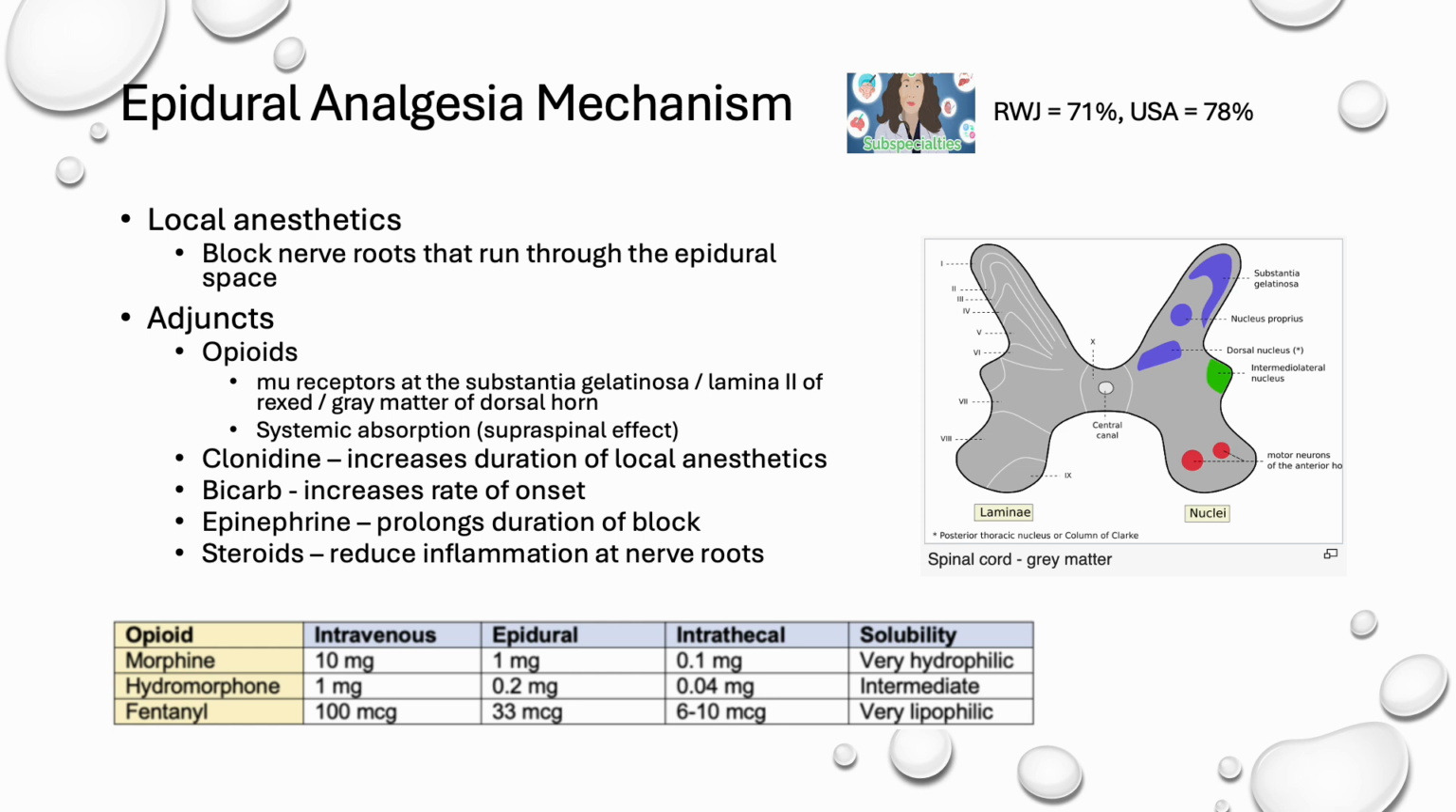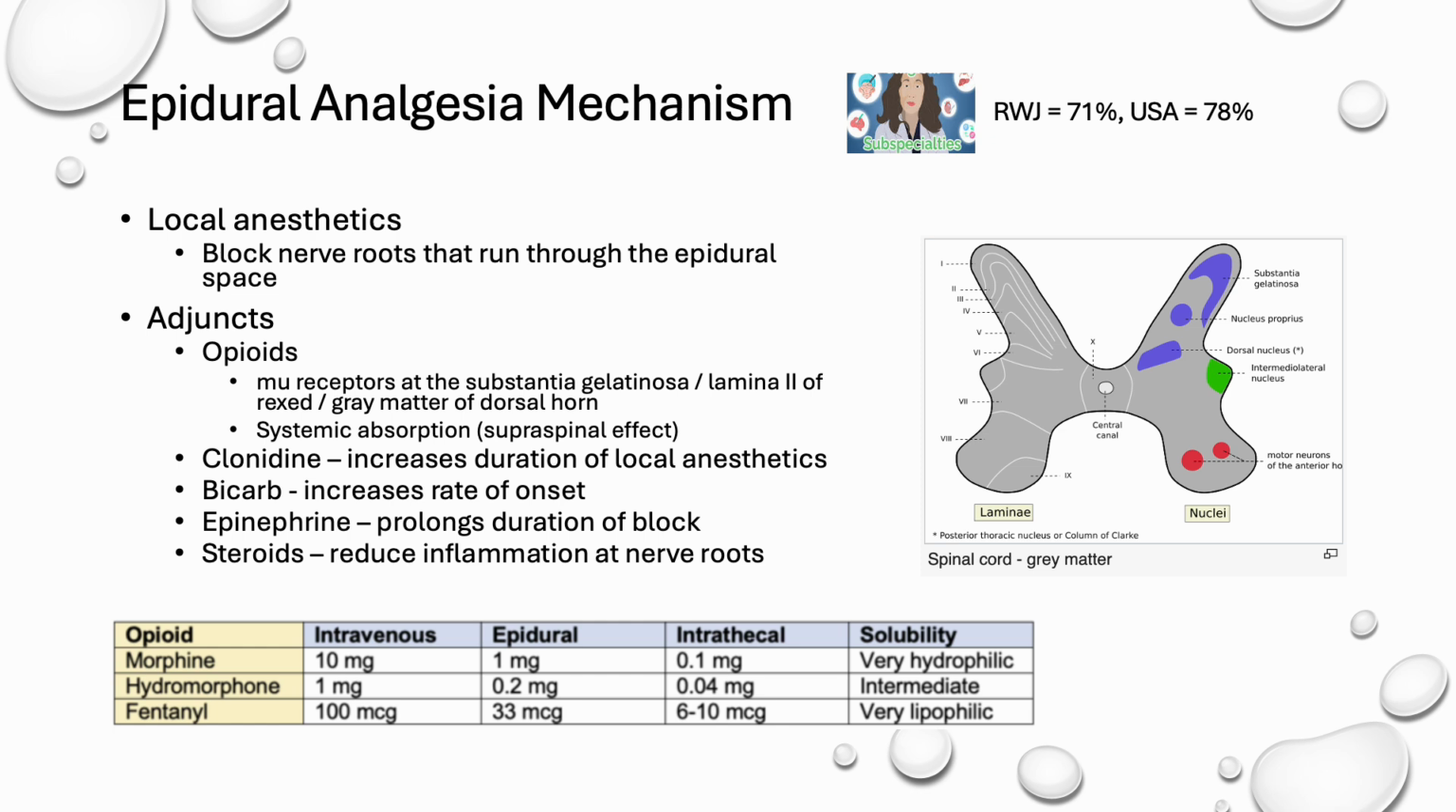Opioids injected into the epidural space work by binding mu receptors, as they do throughout the rest of the body, but here these mu receptors are in the gray matter of the dorsal horn. Other terms to describe this location that you may see on exams include the substantia gelatinosa or lamina 2 of Rexed. In addition to mu receptors in the central nervous system, epidural opioids eventually are systemically absorbed based on their lipophilicity and exert supraspinal effects as well.